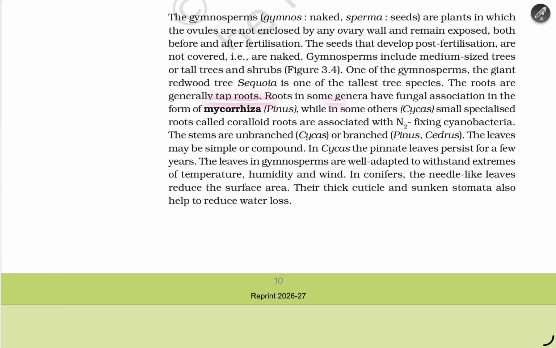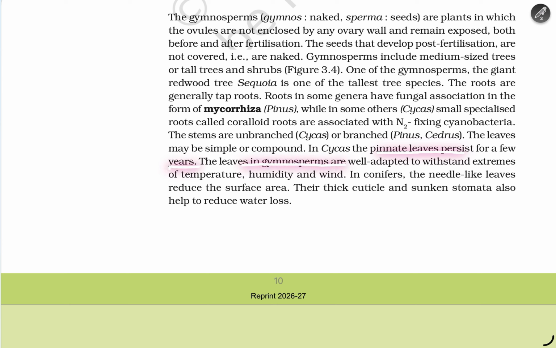The roots in some of the genera have fungal associations in the mycorrhiza, that is Pinus, while in some, like Cycas, small specialised roots or coralloid roots are associated with nitrogen-fixing cyanobacteria. The stems are unbranched in Cycas, branched in Pinus and Cedrus. The leaves may be simple or compound. In Cycas, the pinnate leaves persist for a few years.